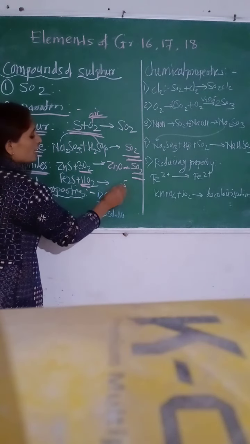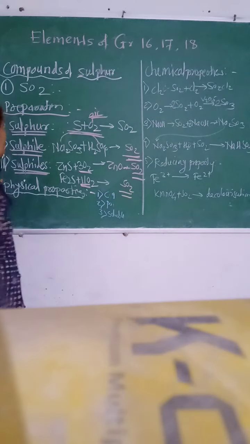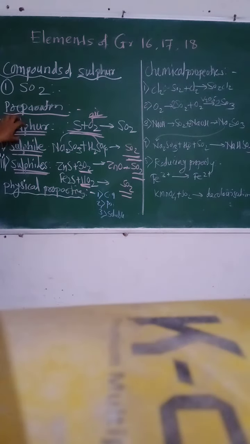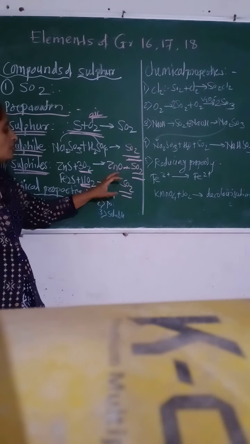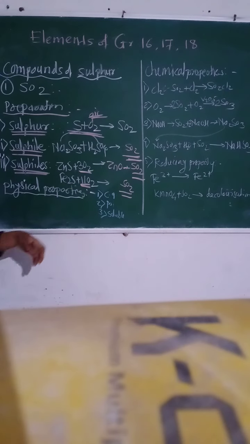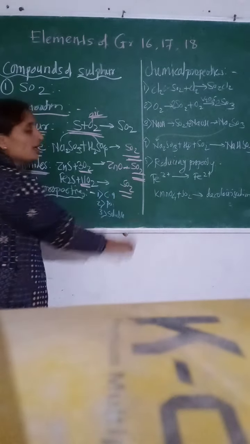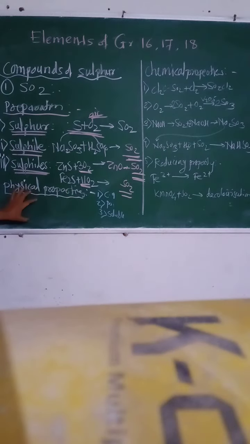So this is the preparation of sulfur dioxide. From sulfur, burning in presence of air, sulfur dioxide forms. From sulfide, sodium sulfide in presence of H2SO4 forms SO2. From sulfides like zinc sulfide and iron sulfide, in presence of oxygen, the respective metal oxides and sulfur dioxide are formed.